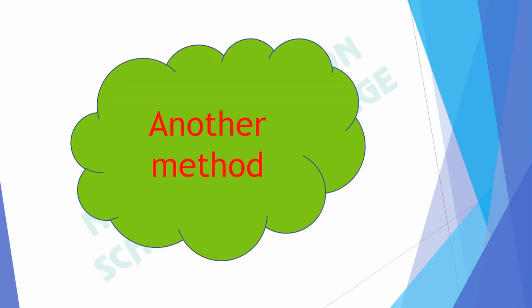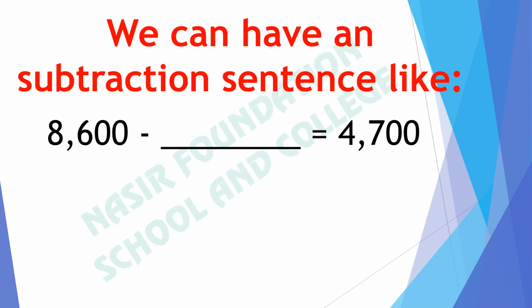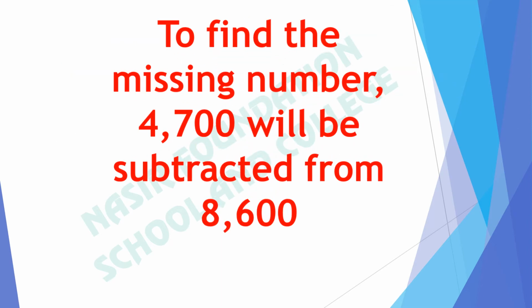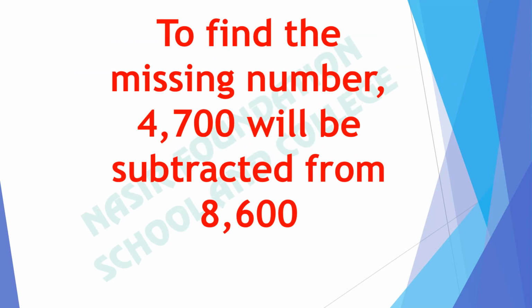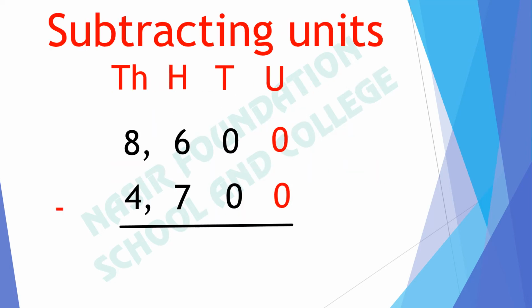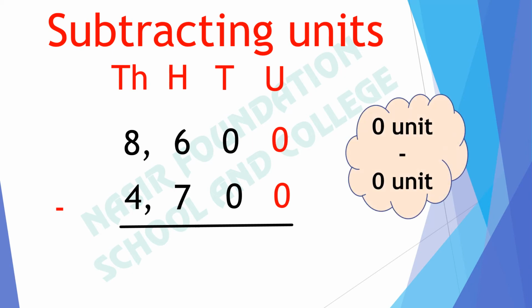Here we have another method to find the missing number. Here we have the subtraction sentence. We have to find the missing number. To find the missing number, 4700 will be subtracted from 8600. First of all, we will subtract units. We will subtract 0 units from 0 units. If we subtract 0 from 0, we get 0.